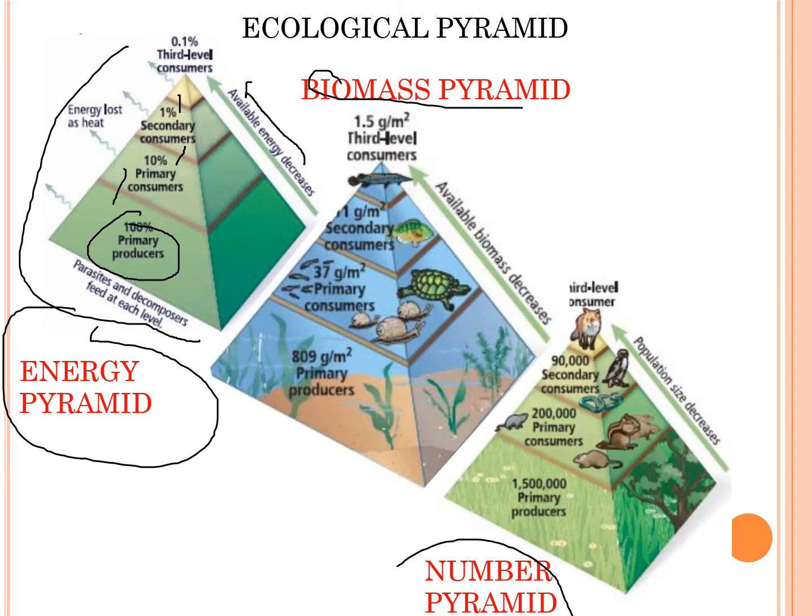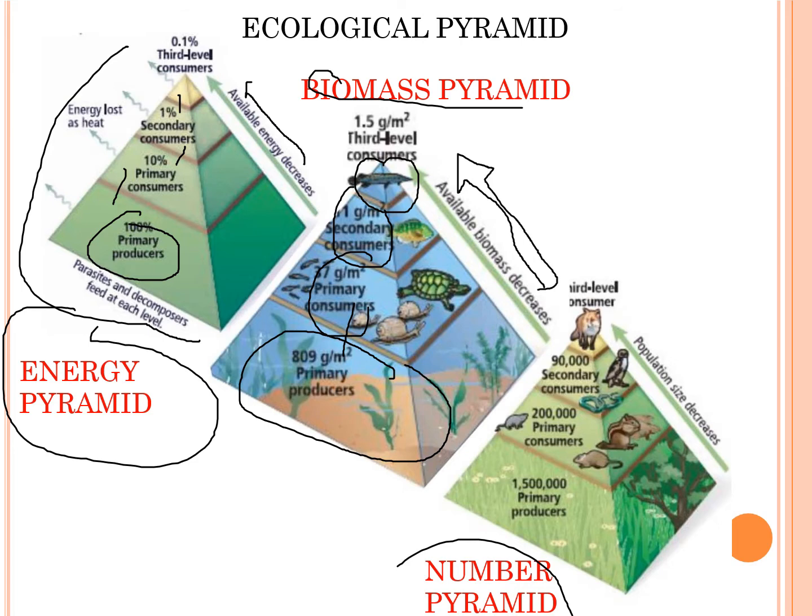Let's talk about the biomass pyramid. It all starts from the base, which is the primary producers in every pyramid. Then we have the primary consumers, the secondary consumers, and then the decomposers at the top, which can be yeast, bacteria, or any sort of marine organisms. The available biomass decreases as we move to higher trophic levels, and it is the same with the number pyramids as well.